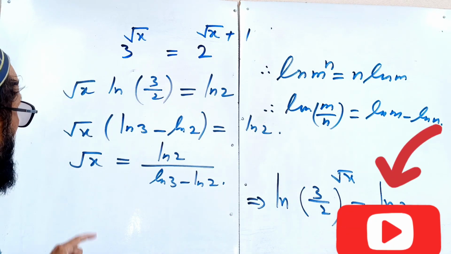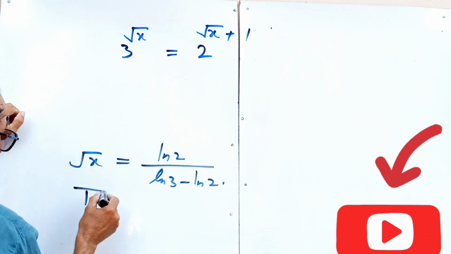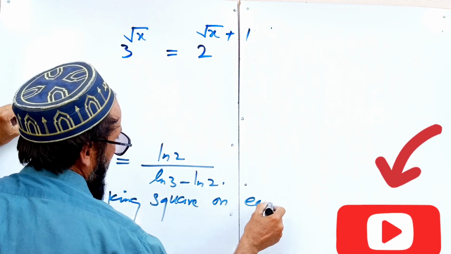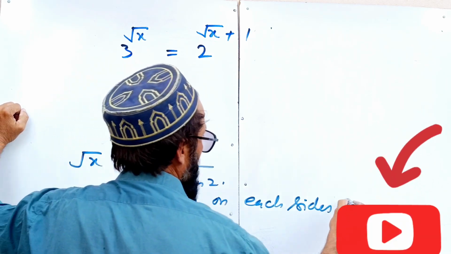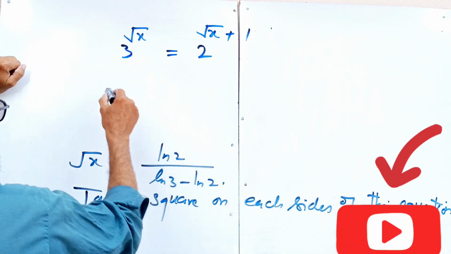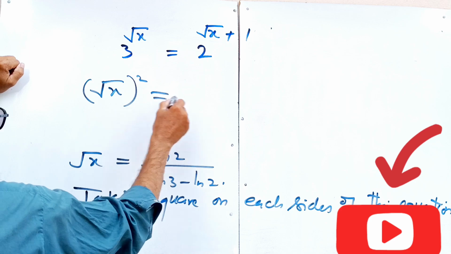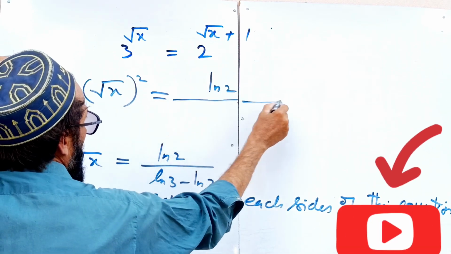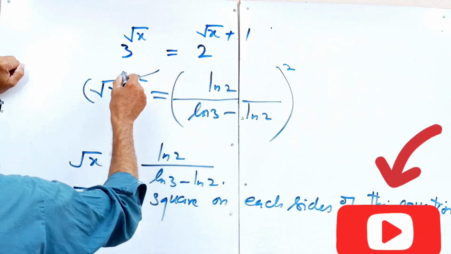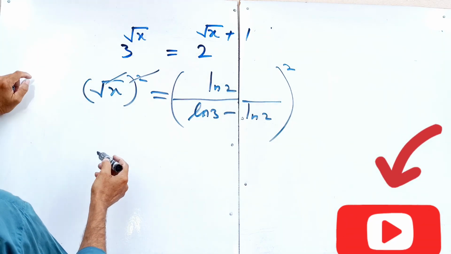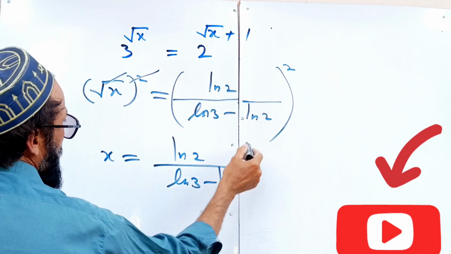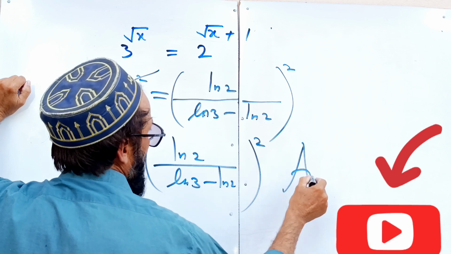Now we need the x value. We are taking the square on both sides of this equation. Square root of x whole squared is equal to log of 2 divided by log of 3 minus log of 2, squared. This is cancelled. The value of x is equal to log of 2 divided by log of 3 minus log of 2, whole squared, which is the solution of this question.